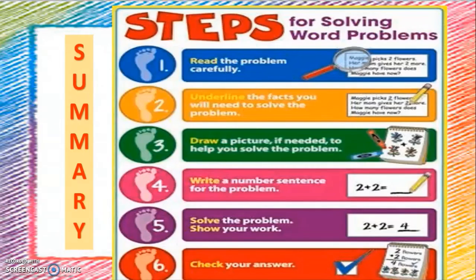To sum up our lesson, the steps for solving word problems: first, read the problem carefully. Second, underline the facts that you will need to solve the problem. Third, draw a picture if needed to help you solve the problem. Fourth, write a number sentence for the problem. Fifth, solve the problem, show your working, then check your answer.